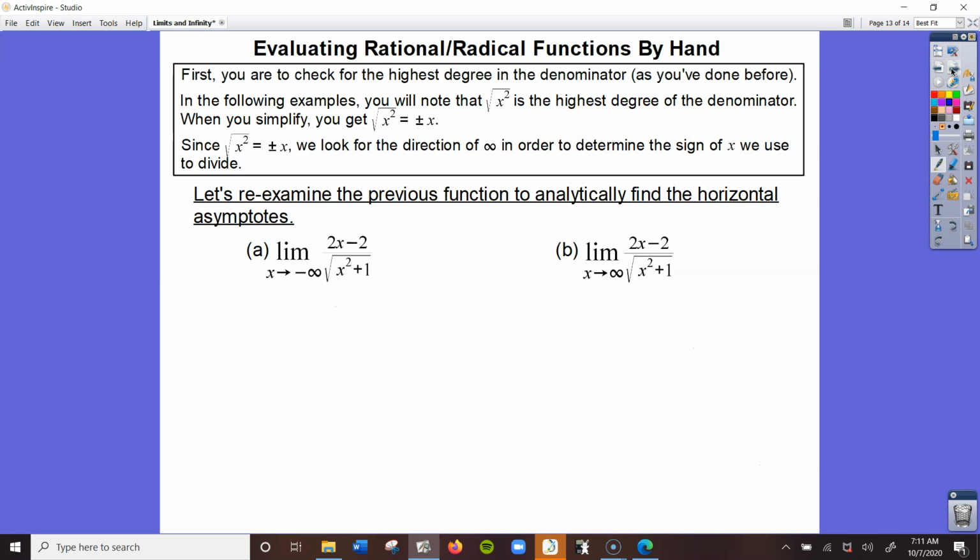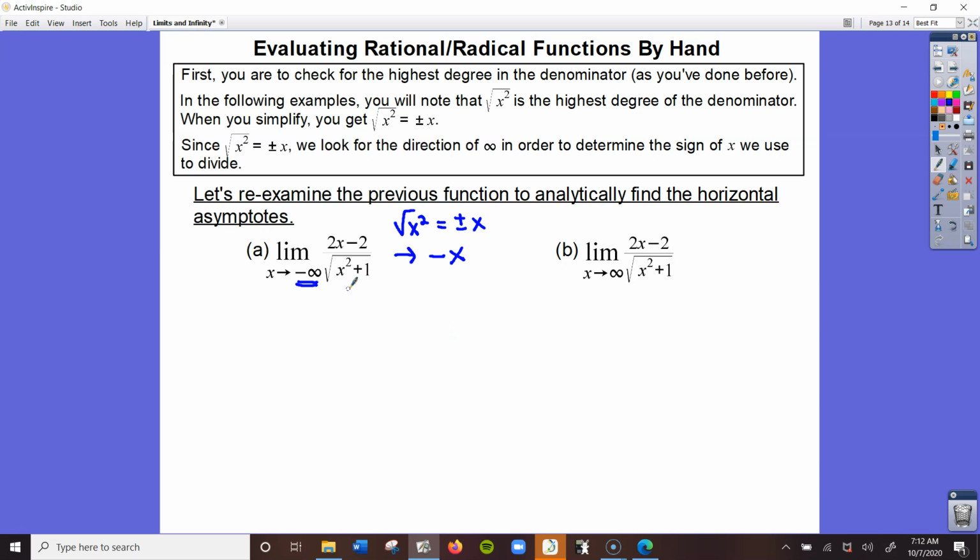So now how do I go about figuring this out if I don't have a graph? Here we have an example: the limit as x is approaching negative infinity of 2x minus 2 over the square root of x squared plus 1. When I look at the highest degree in the denominator, what I have is the square root of x squared. If you were to find the square root of x squared, that would equal plus or minus x. Depending on what side it's approaching will determine whether you're going to divide by positive x or negative x. Since this is approaching negative infinity, I am going to use negative x.